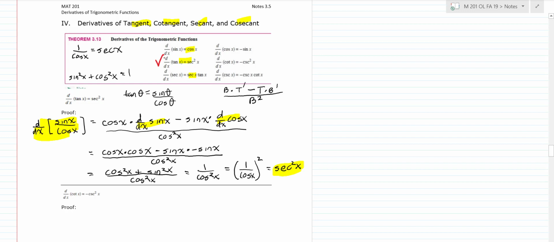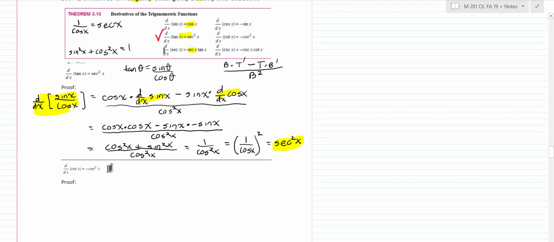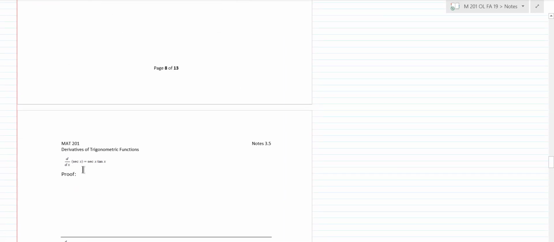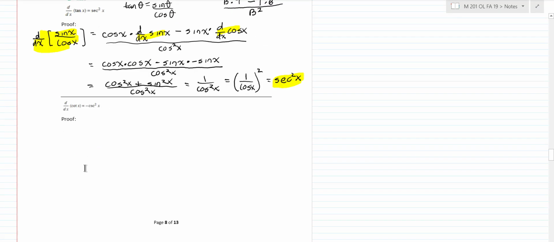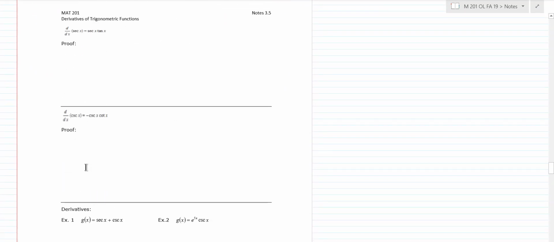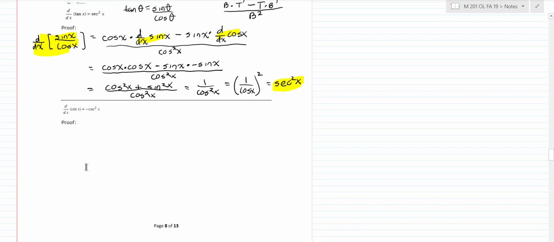Okay, so now I think I'll do the derivative of the cotangent. I just picked out a couple of these to do. And then generally I like to have students try to do a couple of these too. So I'm going to do one more here and then let you try two on the next page. See if you can get these. Okay, it's important that you can derive these.